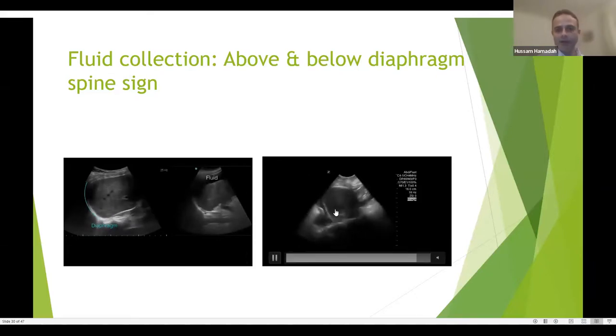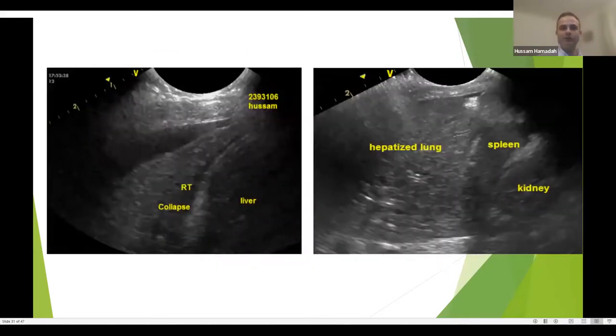This is ascites. This is not pleural effusion. Be careful, please. While if you look here, this is the spleen. This is the diaphragm. This is the abdominal spine. You can start to see the thoracic spine. You start to see some pleural effusion and some collapsed lung. So don't be confused. Always do multiple views.